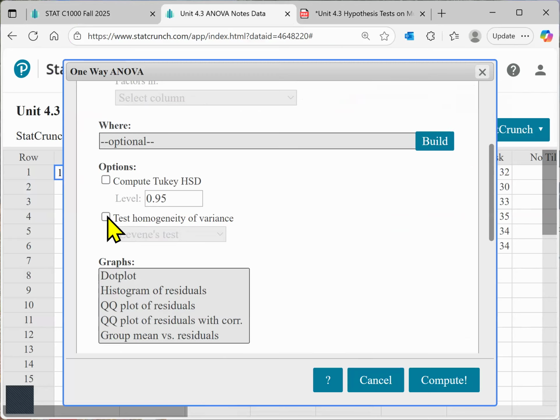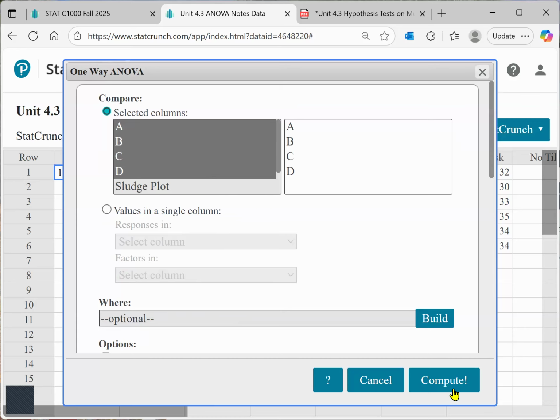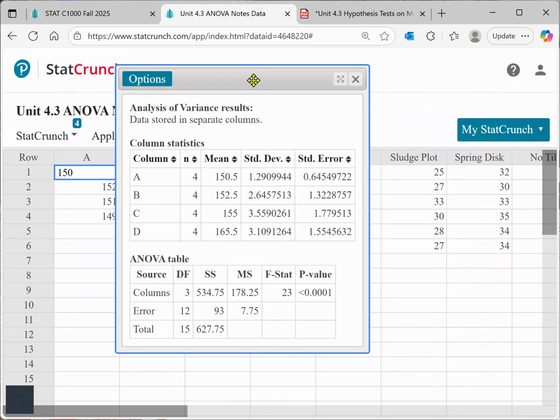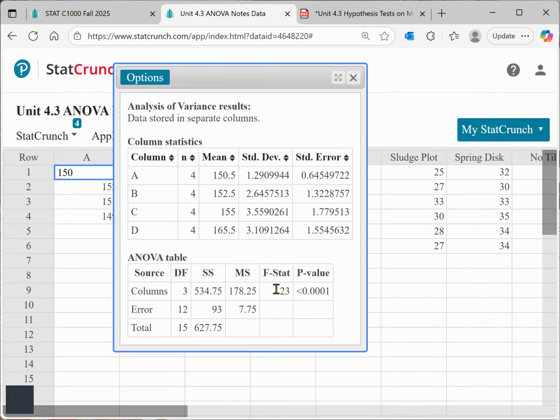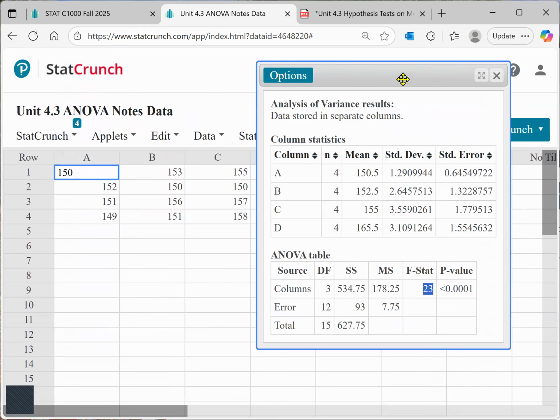Notice that you could have done the test for homogeneity in this little tool here. But anyway, we are going to go ahead and use the ANOVA function, select our data, press compute, and you have all the information that you need. So you have your F statistic here, 23. And notice that that statistic is huge. It's 23.